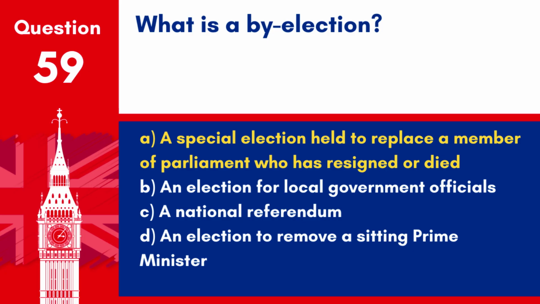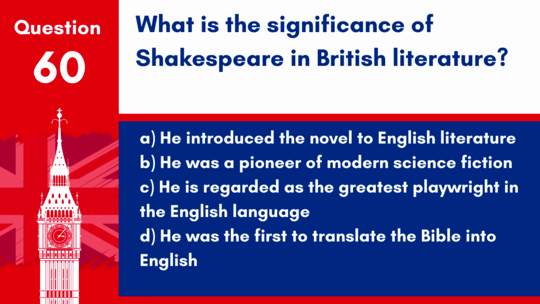A by-election occurs when a seat in the House of Commons becomes vacant between general elections. Question 60. What is the significance of Shakespeare in British literature? A. He introduced the novel to English literature. B. He was a pioneer of modern science fiction. C. He is regarded as the greatest playwright in the English language. D. He was the first to translate the Bible into English.